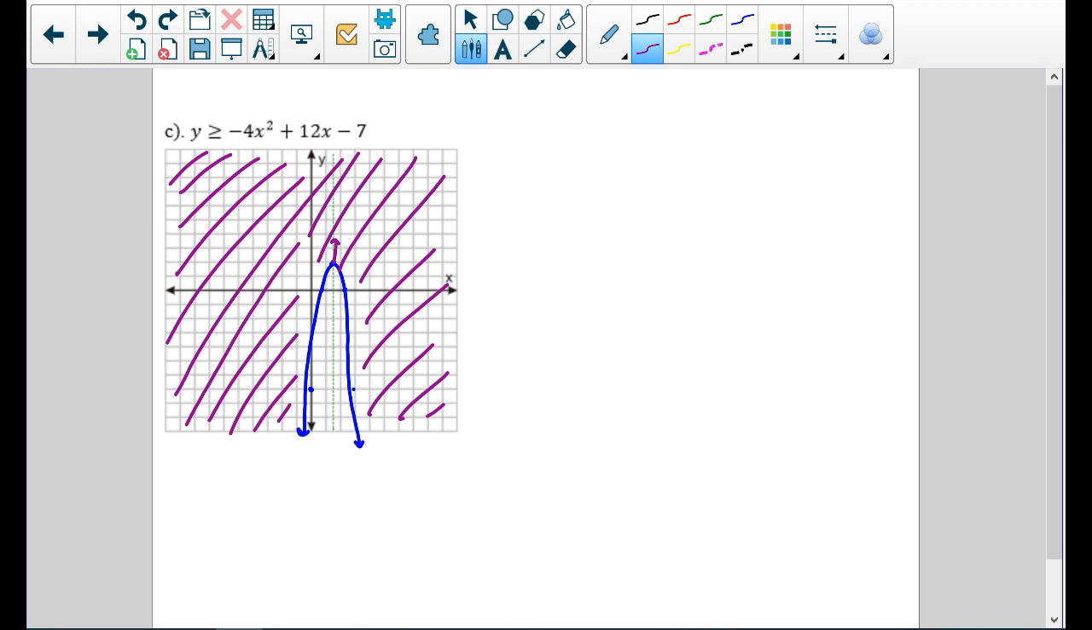Again, you can also plug in, if I'm not sure where to shade, I can plug in that 0, 0 point, and I would have 0 greater than or equal to. Again, this is 0, 0, and I'm left with a negative 7. 0 is greater than negative 7, so you can see I shaded outside where that 0, 0 point was. All right, so those are a couple extra examples for Chapter 4, Lesson 8.